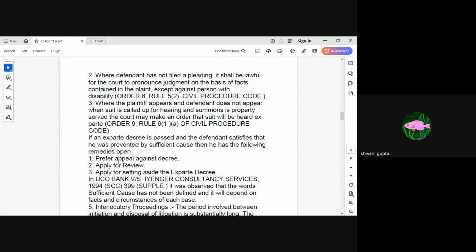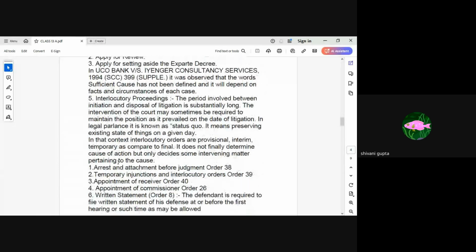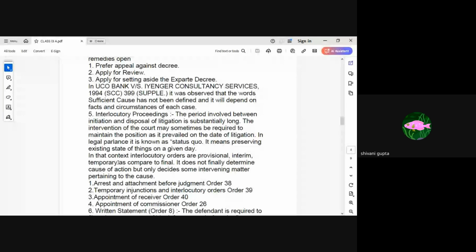Now, if an ex parte decree is passed and the defendant is satisfied that he was prevented by sufficient cause, then he has the following remedies. He can apply for review. He can apply for setting aside the decree. He can also prefer an appeal for the same.